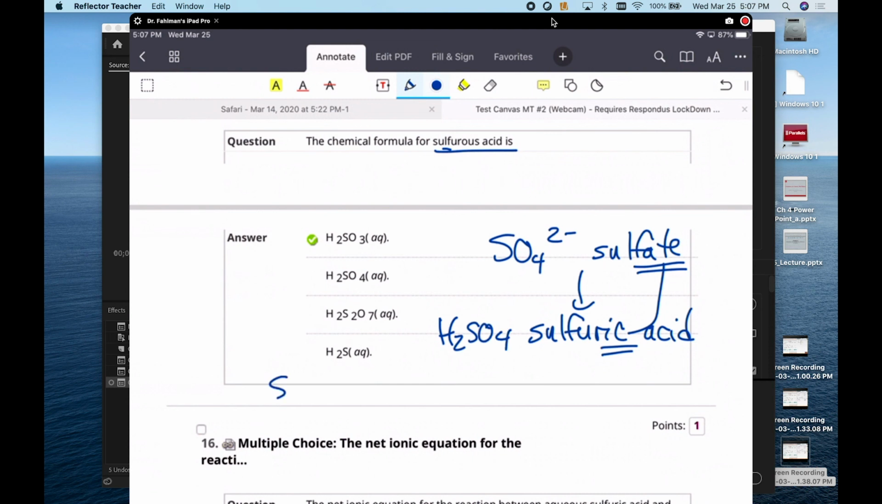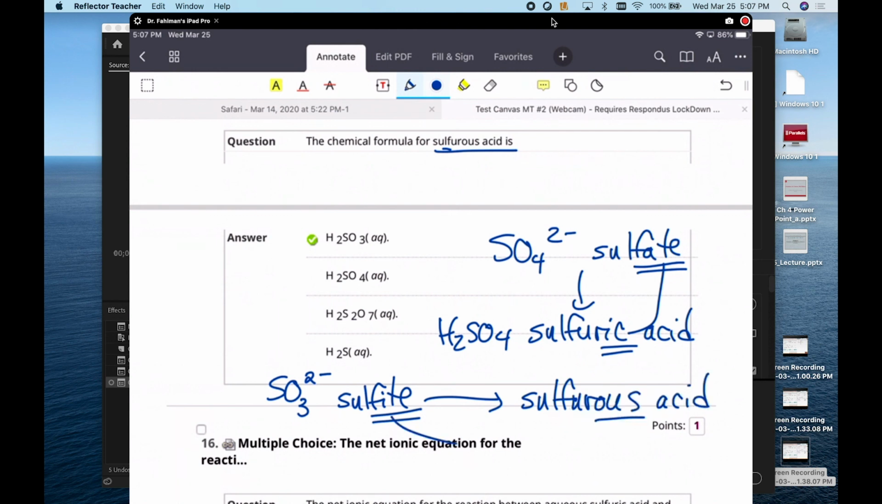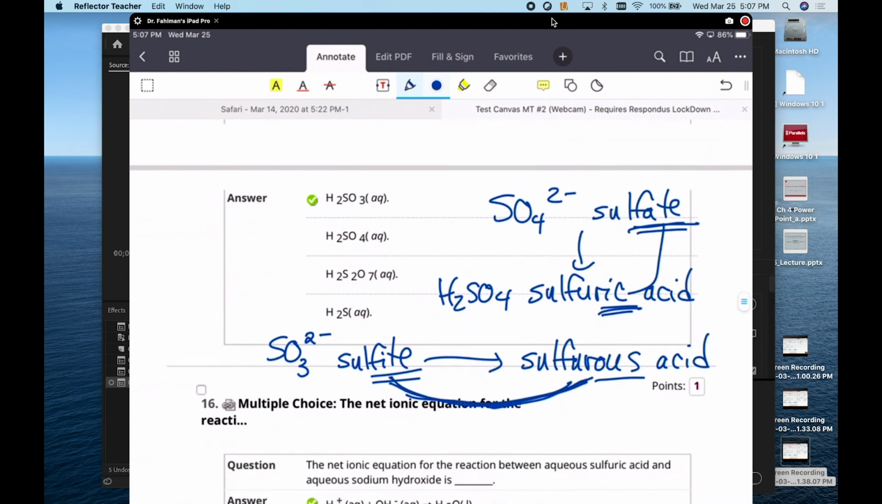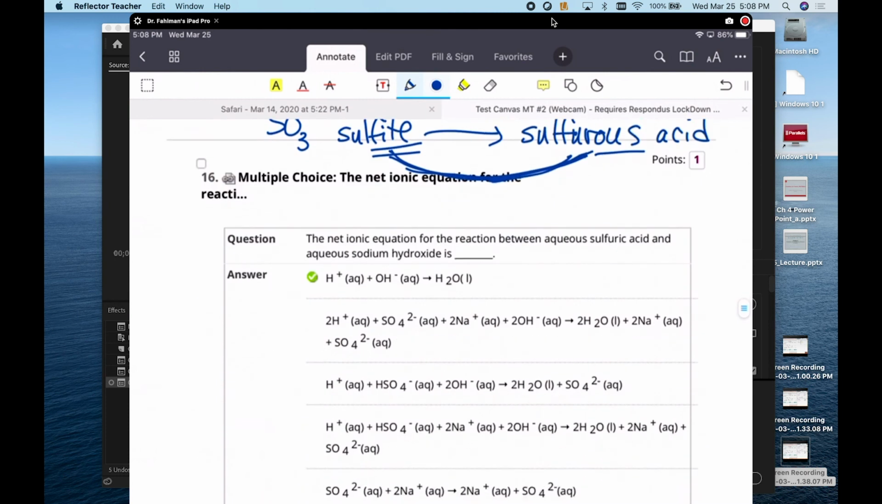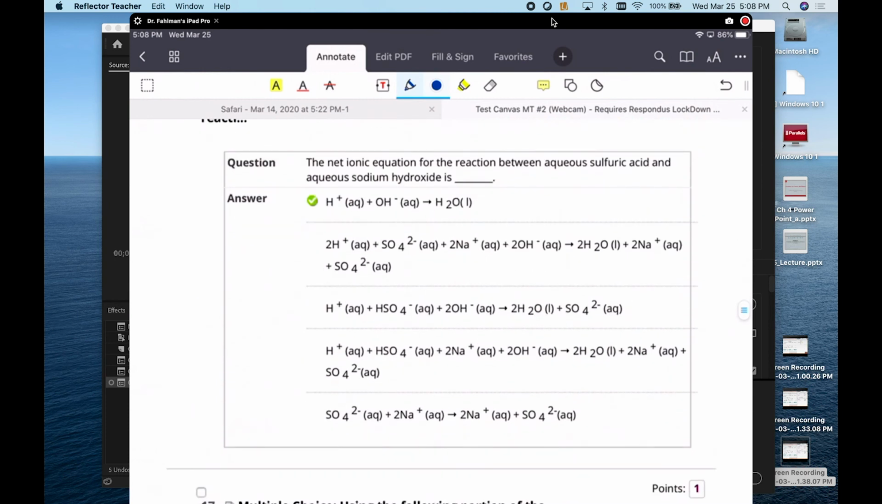In this case, we have SO3, so that's sulfite. So the ite suffix goes with sulfurous acid. So just remember ate goes with ic, ite goes with ous. So that's an easy way to remember going from ions to acids.